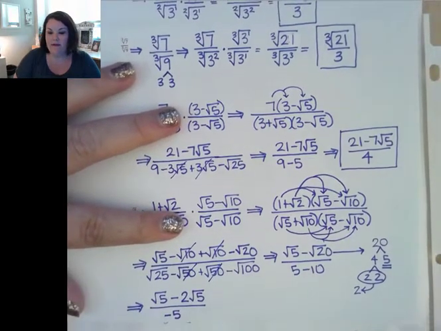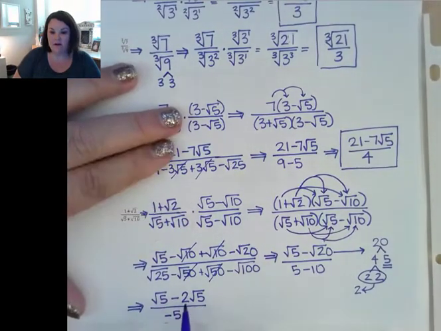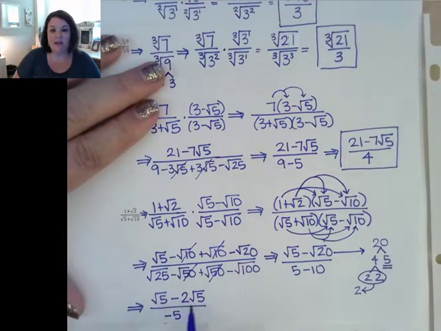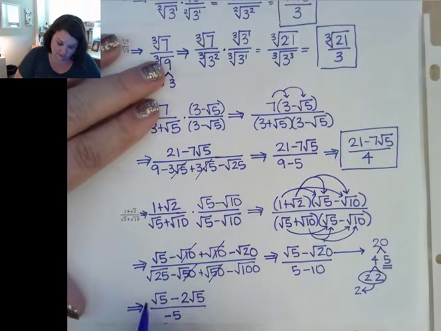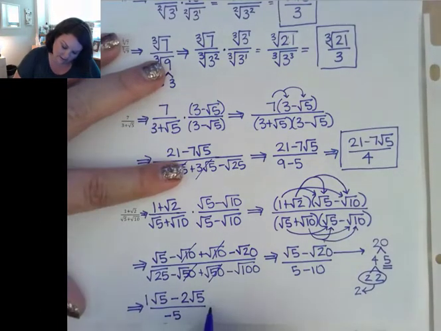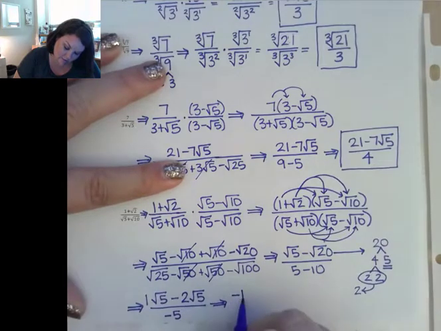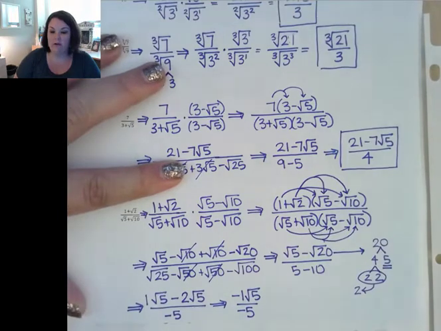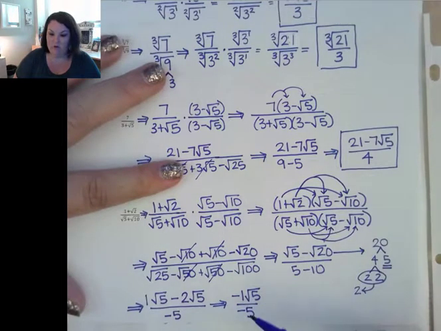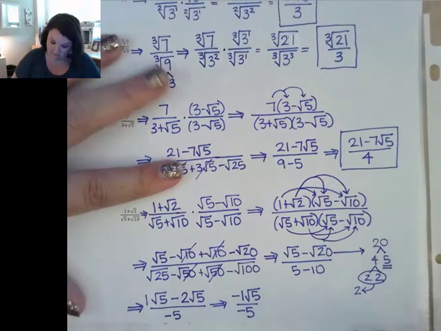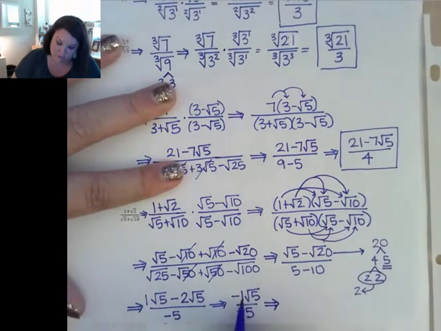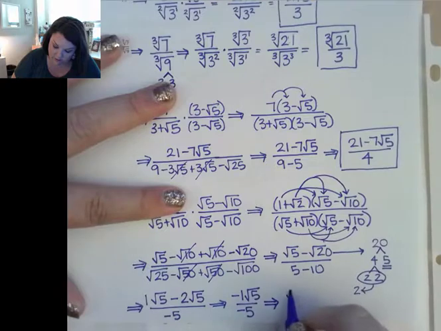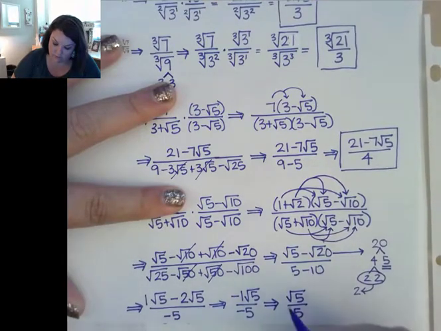Okay? Now notice these two terms right here, those are like terms, right? They have the same radicals. So this is kind of like 1 square root of 5 minus 2 square roots of 5. I can combine those to get negative 1 square root of 5, or just negative square root of 5, right? Over negative 5. And then a negative over a negative becomes positive, right? And then I'm just going to drop the 1 because I don't really need it. So I end up with the square root of 5 over 5. And let me just leave it like that.